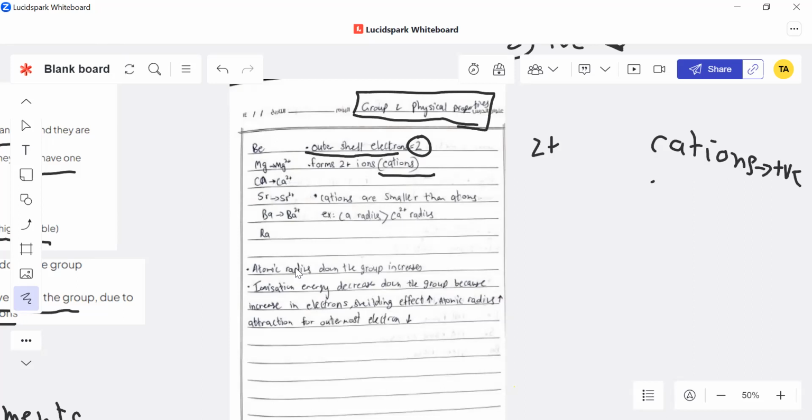Someone said it is kind of the same name, just the second one is called alkaline earth metals. All right, I'll check that again.